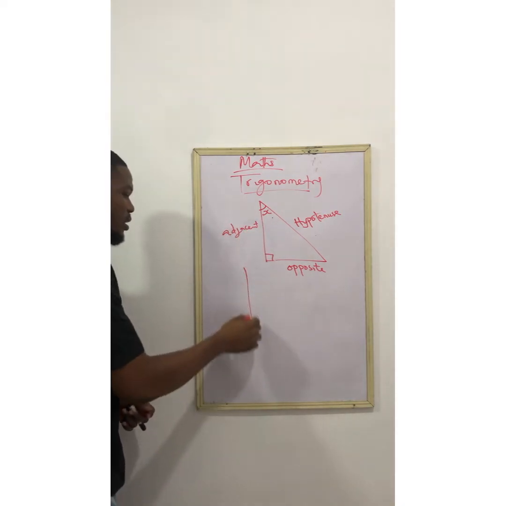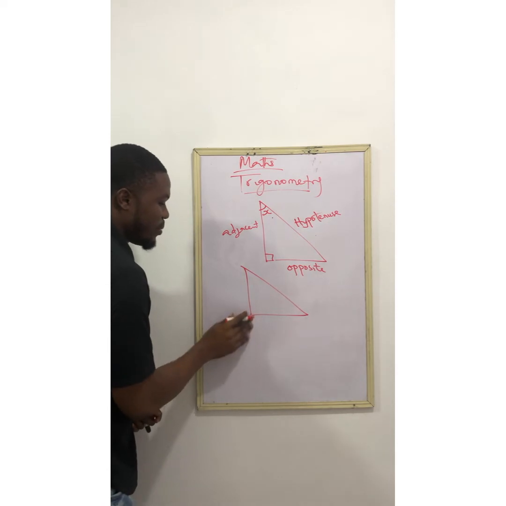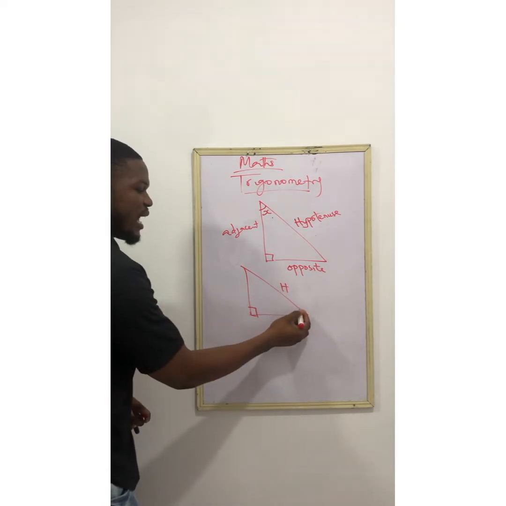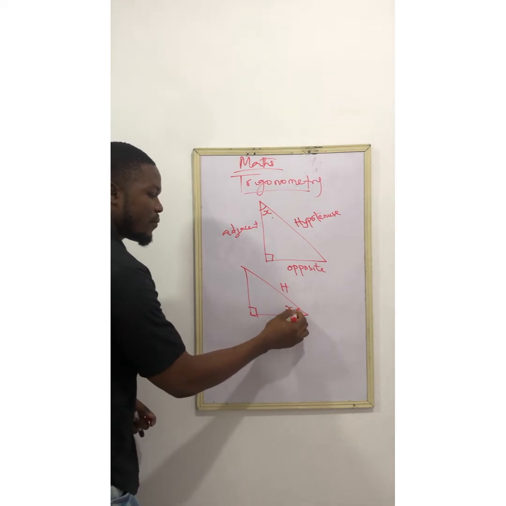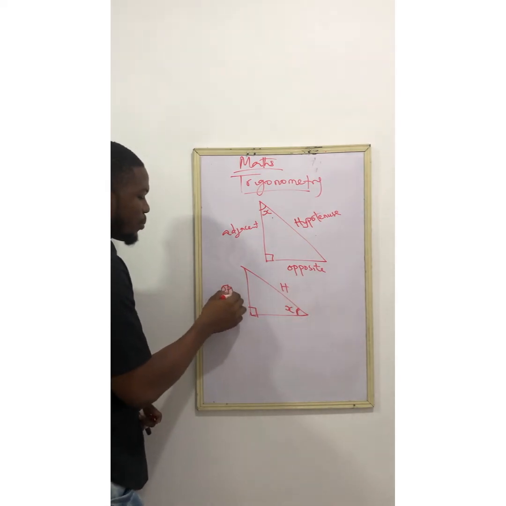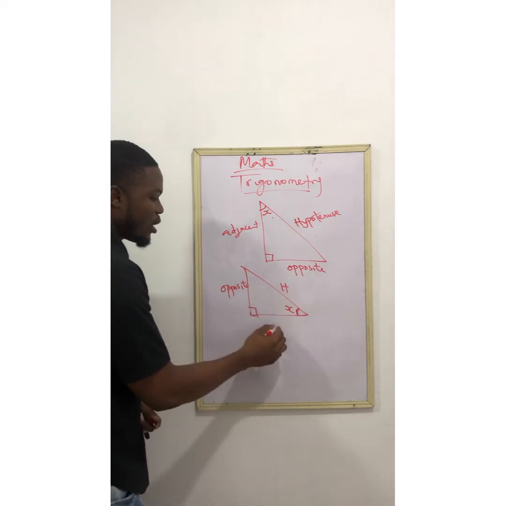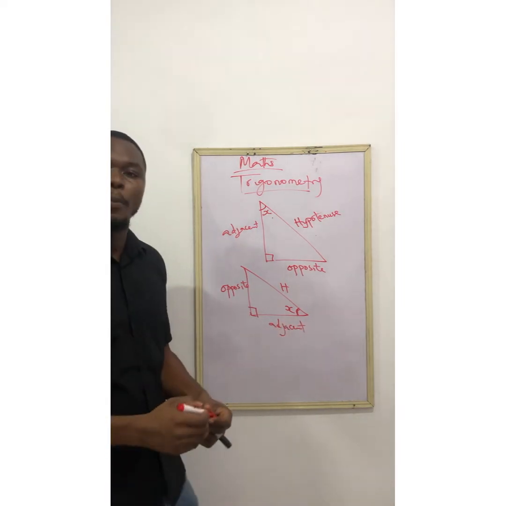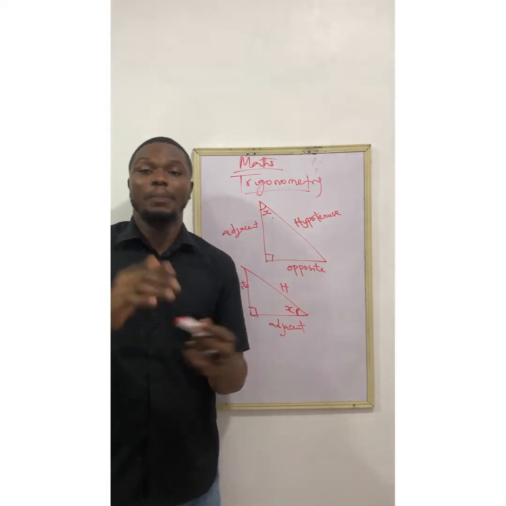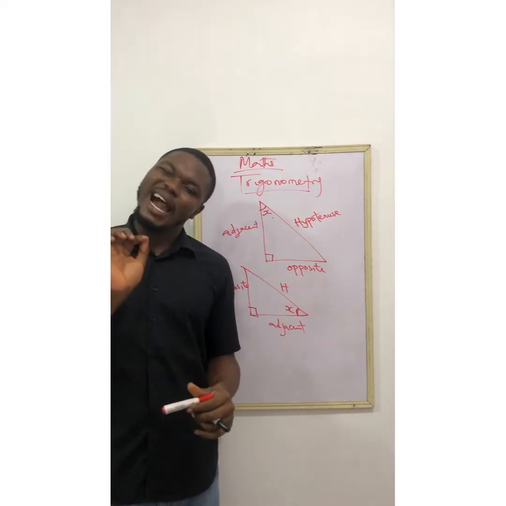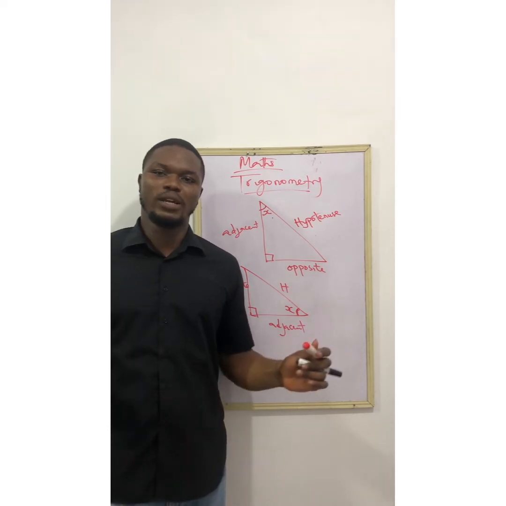Alright? But for this same triangle, since here is the hypotenuse, if we're dealing with this angle here, this angle is facing this side. Here is the opposite of the angle. So here will become the opposite, and down here will be the adjacent. So what this means is that opposite and adjacent depend on the angle involved. The opposite is the side facing the angle you're dealing with.